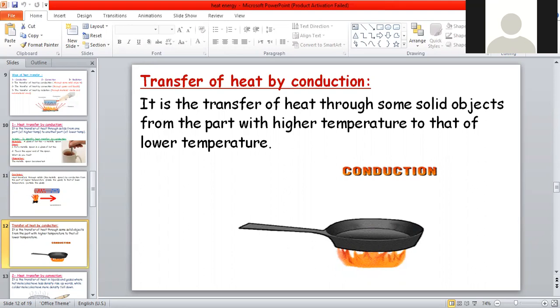When I said it is the transfer of heat through a solid object from the part with the higher temperature to the part with the lower temperature: this pan, Karim, I put it in the oven or I heat this pan, okay? So the pan here in this part is at a higher temperature because I put it on the heater or oven. So the heat can transfer through this object from this part to the handle, to the end one. So if I touch this handle, I feel hot. Why can I feel hot? Because of the transfer of heat through the solid object from the part of higher temperature to the part of lower temperature.